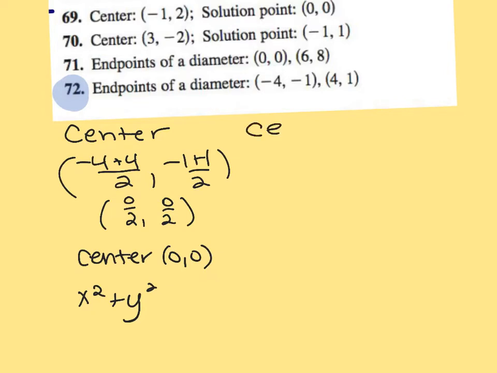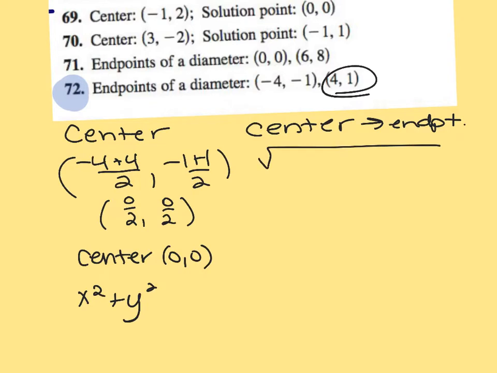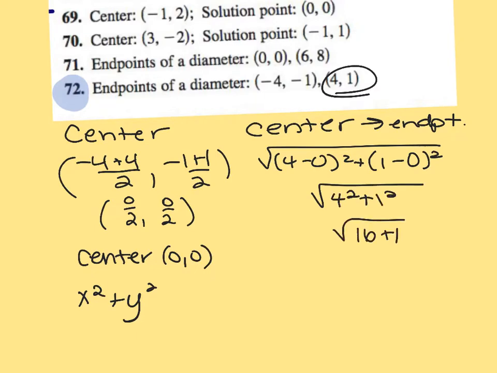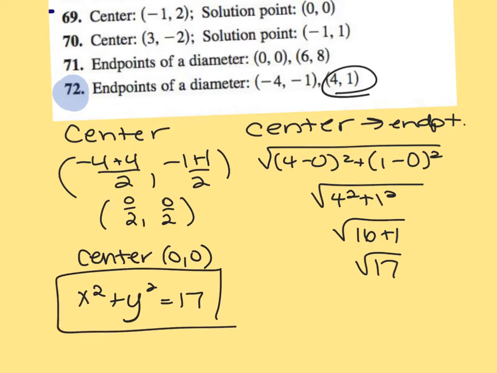So if I do center to endpoint, let's just say I pick the (4, 1) because there's no negatives. Sometimes we're better at that. Then I would get the square root of (4 minus 0) squared plus (1 minus 0) squared. Square root of 4 squared plus 1 squared, 16 plus 1, and that's the square root of 17. So that's your radius. When you plug it back into your equation, it's squared. So this would be x squared plus y squared equals 17. Good. Any other questions from the homework?